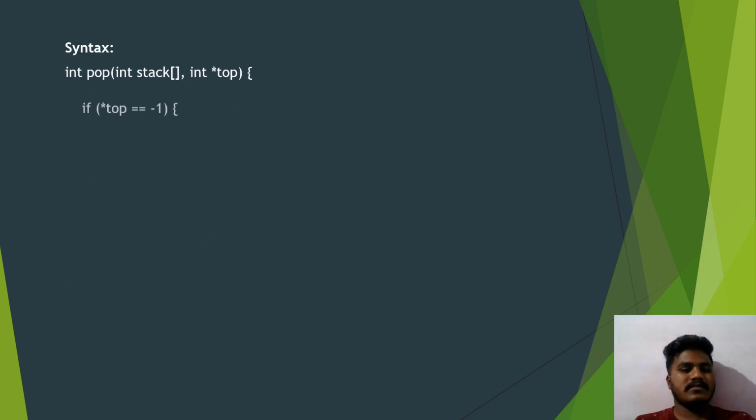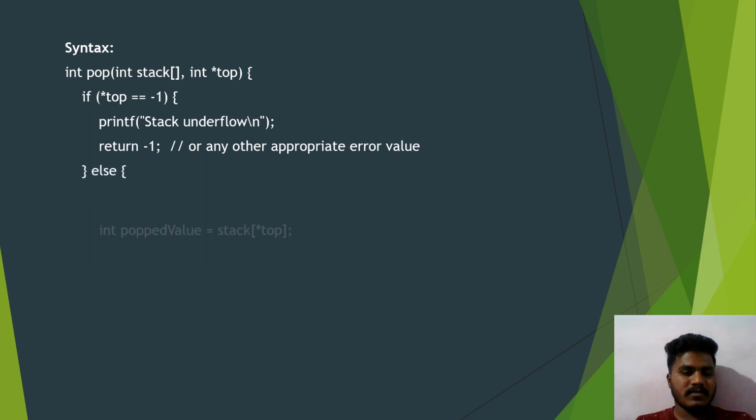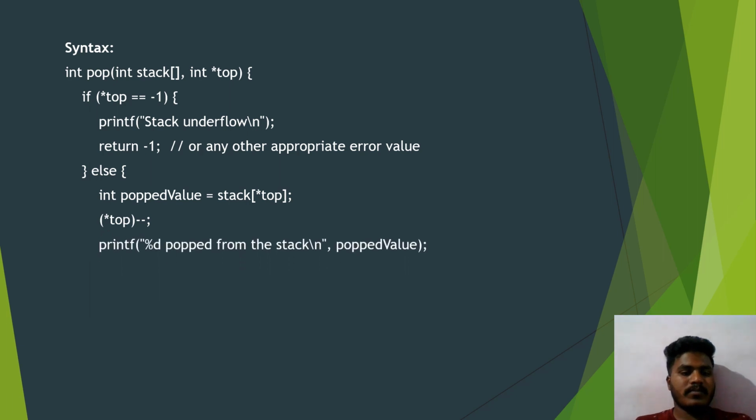Here is the syntax. Int pop, if stack is empty, printf, return -1, else int popped value equals stack top, decrement, printf, and return popped value.